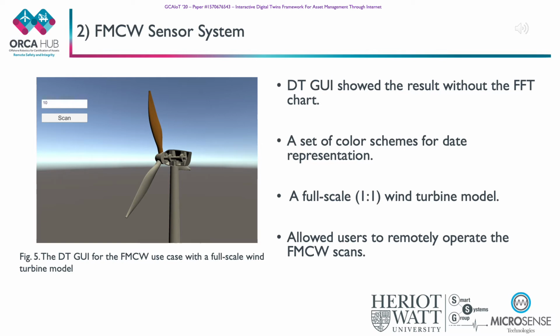The picture here is the digital twin graphical user interface, and it shows a full-scale wind turbine model, where the blade color was assigned following inspection with the FMCW radar. From this interface, a text box and a button for users to insert the number of times for scanning the objects was provided. These commands were transmitted to the radar system to initiate the scanning process. In this case, after 10 scans, the system analyzed and returned the result of the wind turbine blade sample. After that, the interface changed the color of the blade on the virtual model.